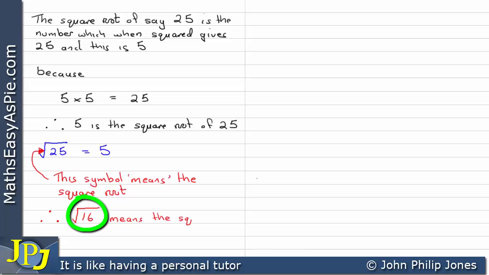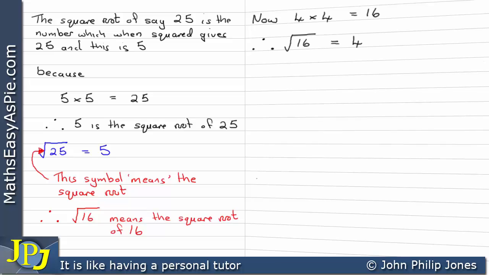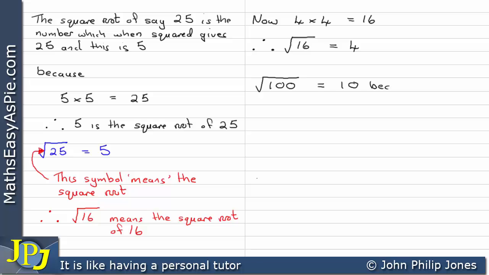Therefore, this means the square root of 16. Now, 4 times 4 is 16. Therefore, the square root of 16 is equal to 4. The square root of 100 equals 10, because 10 times 10 equals 100.